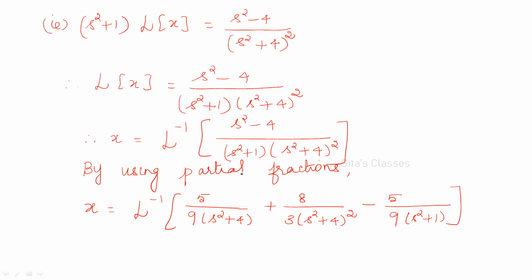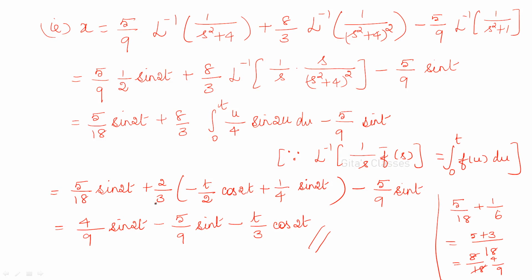Again apply partial fractions and split them into a, b, c. That is a by b by c by. So you can write it as 5 by 9 L inverse of 1 by s squared plus 4, and separate them, 1 by 3 L inverse of 1 by s squared plus 4 the whole squared, minus 5 by 9 L inverse of 1 by s squared plus 1.